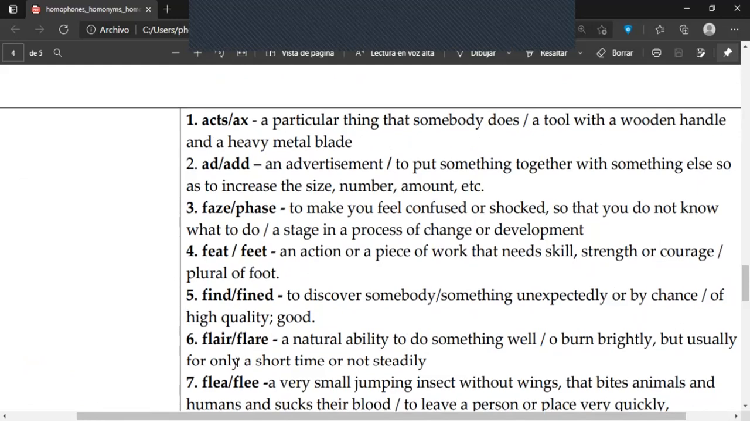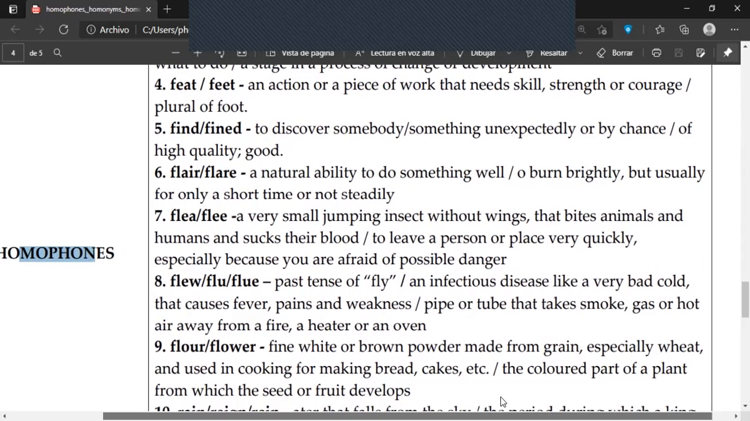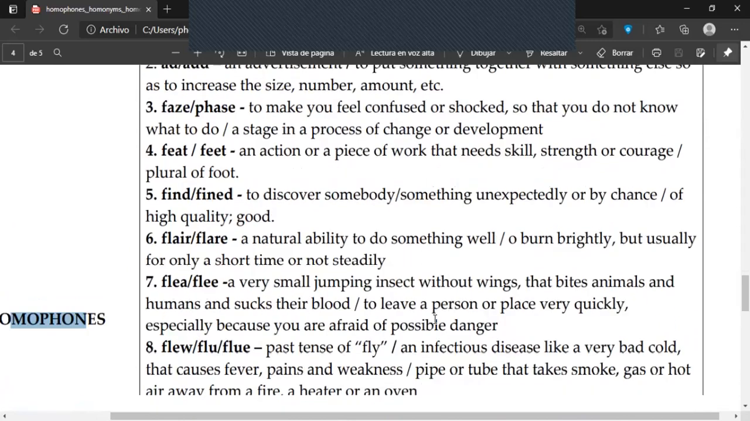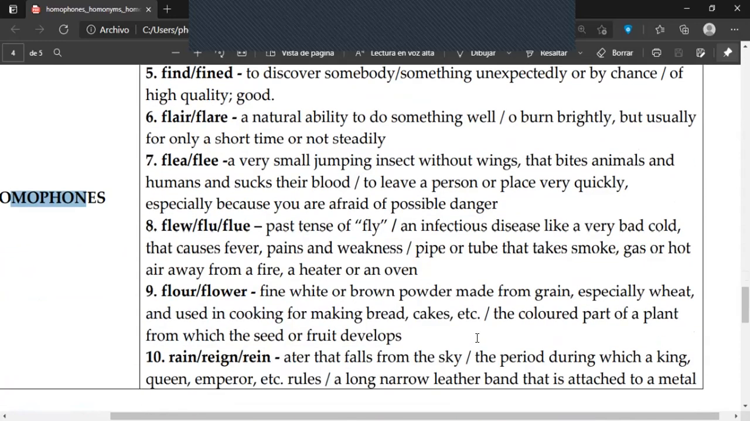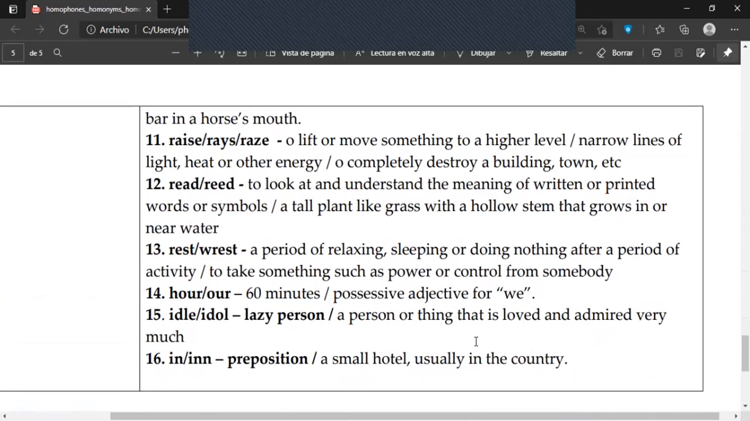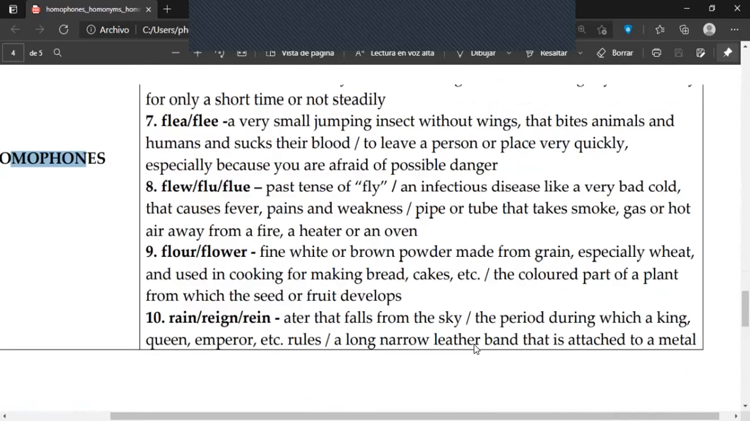And you have more examples here, but this time about homophones. I'm not gonna read them. I'm just gonna show them so you can get some screenshots or you can pause this recording, so you will have an idea what I'm talking about. I have 15, 16 of those.